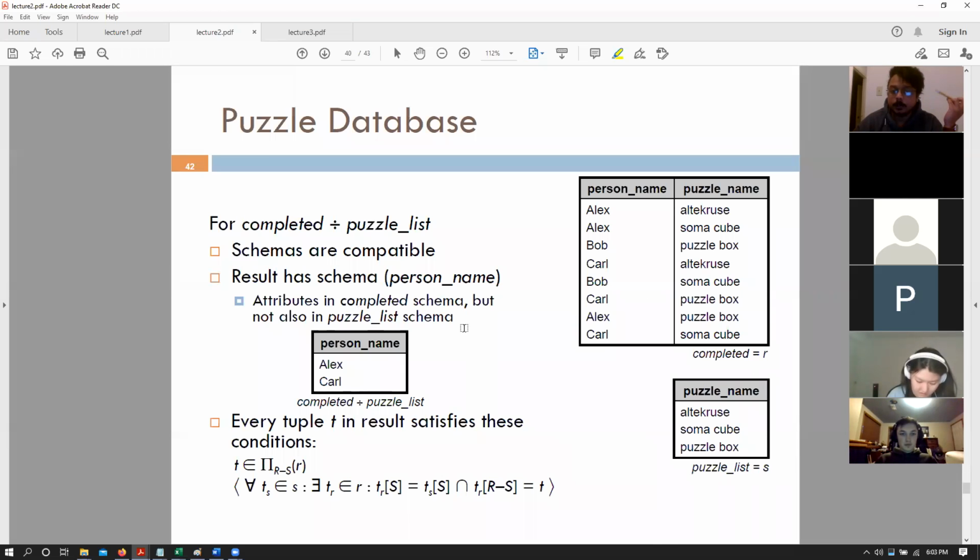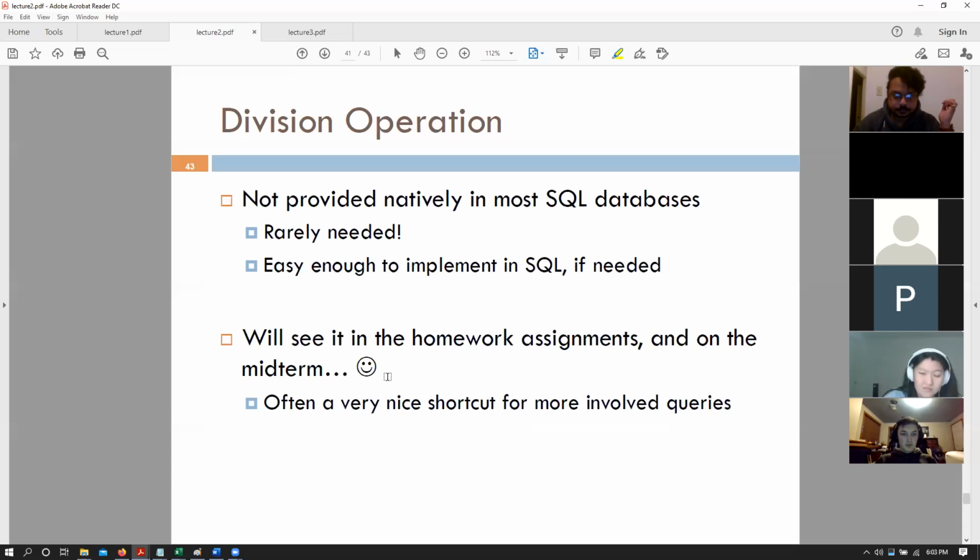Remember again that attributes in the completed schema, but not in the puzzle list schema, end up in your final list. So the division operation, once you get the hang of it, becomes a really useful tool. And essentially, I think we have a question like that in one of our upcoming first homework. At least I think in homework 2 as well. But essentially, once you get the hang of it, it should become quite obvious to you that this might look like somewhere I can apply division operations. Note that not all databases allow you the division operation. Some do, most don't. Again, this can be achieved using your fundamental operations as well, but that is something that we need to keep in mind. Okay. It is easy enough to implement in SQL if you really want it.